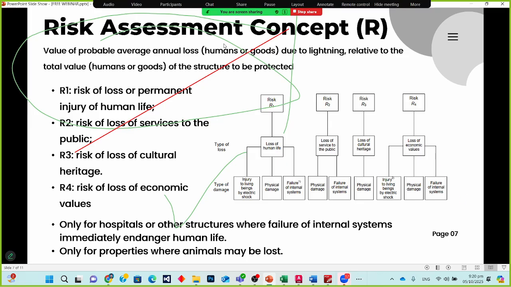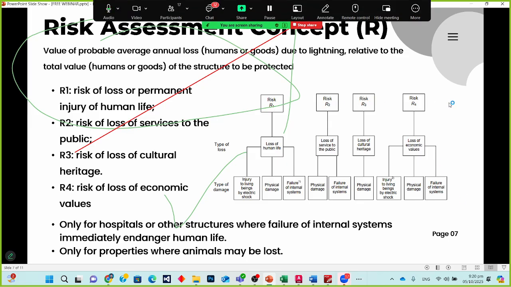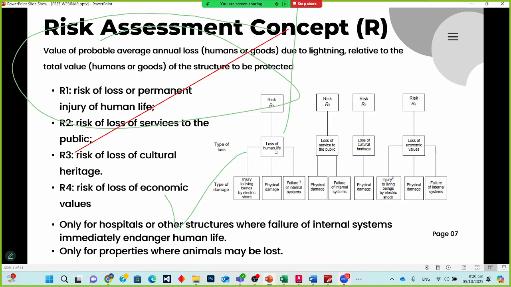Among these risks, R1 and R2 relate to the loss of human life. In that type of damage, what type of damages? Injury to living beings by electric shocks, physical damage, or failure of internal systems affecting human lives.